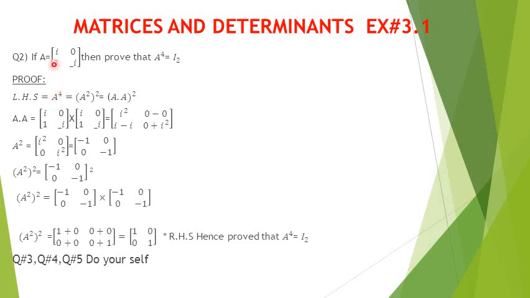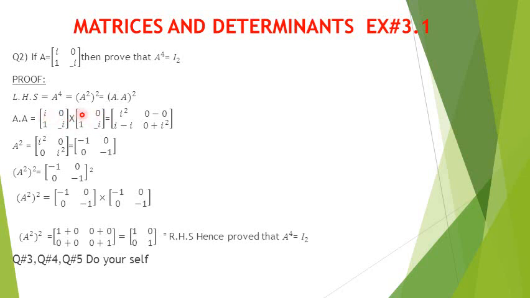Okay, A raised to the power 4, I am just taking the left hand side. A raised to the power 4 means A square the whole square. Can I write it like this? Yes. And A square, can I write it as A multiplied by A? Yes, we can. So A times A, we multiply, because again it is the operation of matrix multiplication.